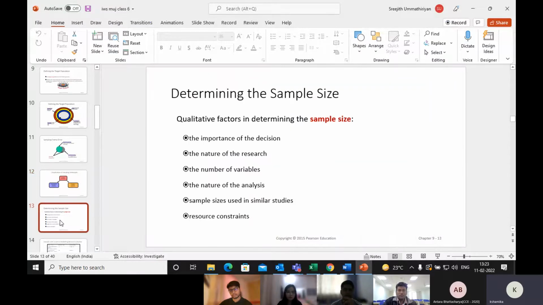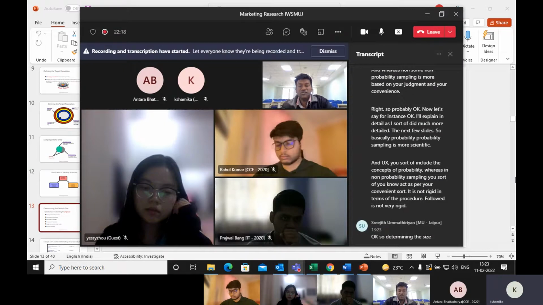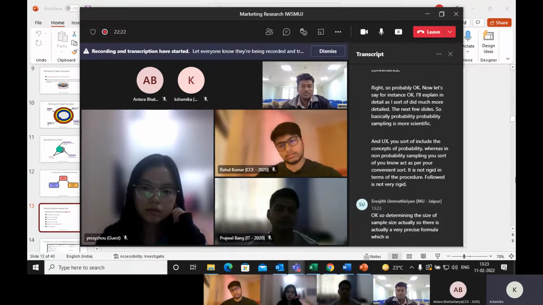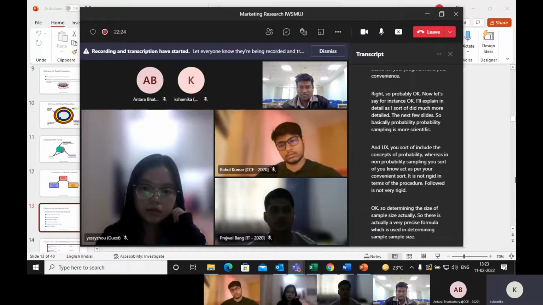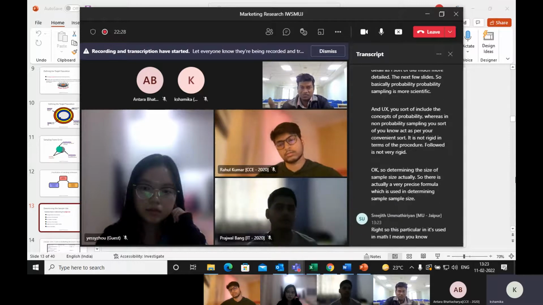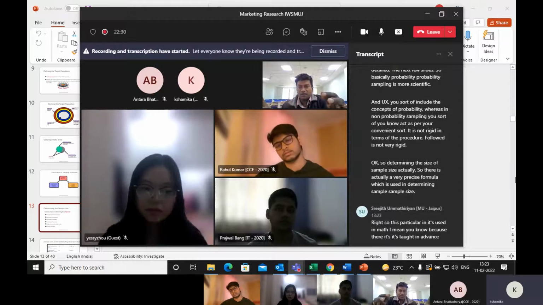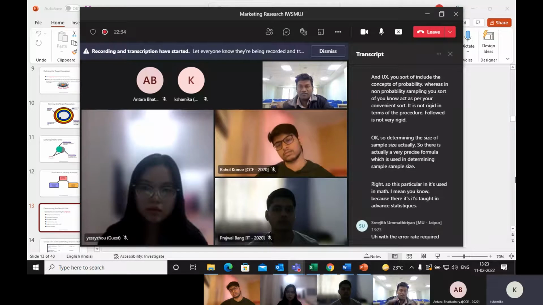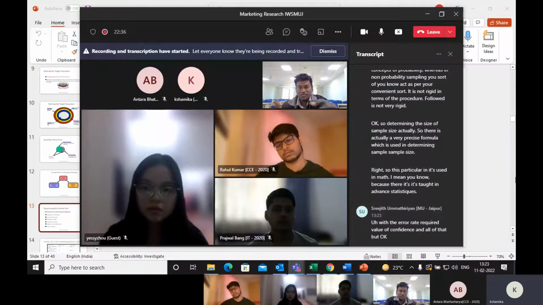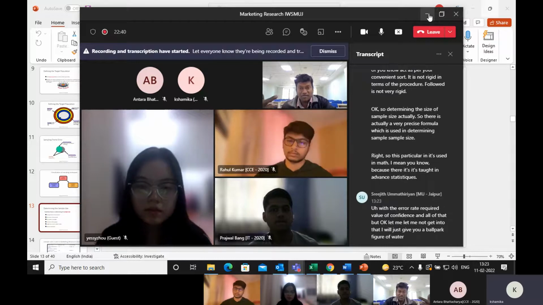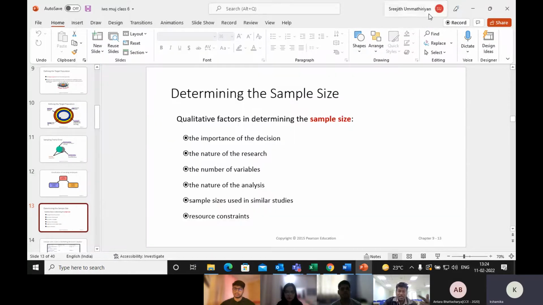Okay, so determining the sample size actually. There is a very precise formula which is used in determining sample size, right? It's used in mathematics. I mean, it's taught in advanced statistics with the error rate required, value of confidence, and all of that. But okay, let me not get into that. I will just give you a ballpark figure of what are acceptable sample sizes when you conduct a large survey.